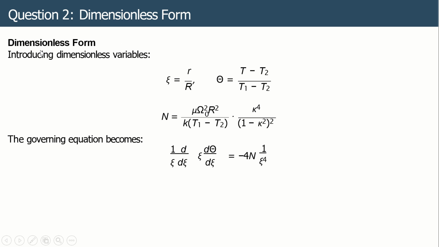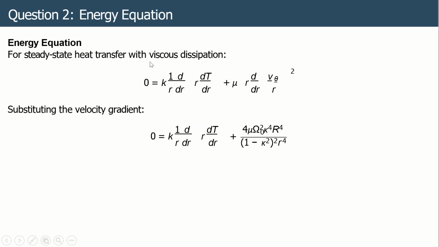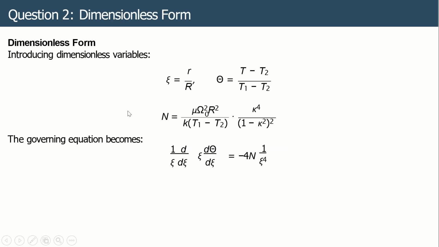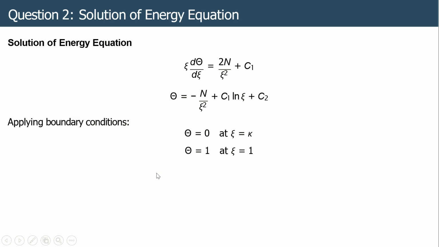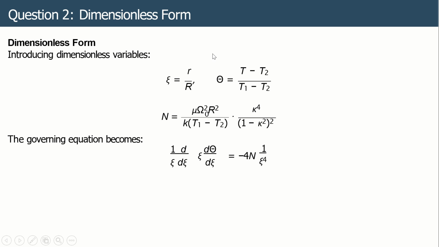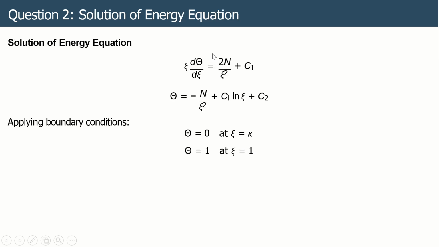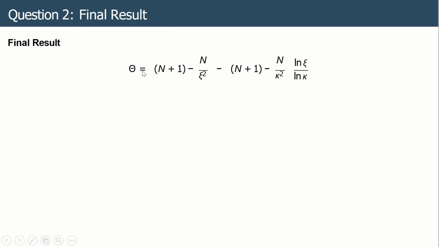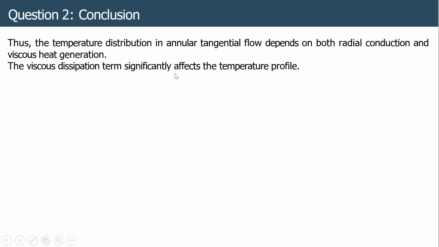Introducing the dimensionless variables, we are assuming these two dimensionless variables, and we are going to introduce them. Then after, we'll get the value of n as this, and the governing equation will become this. Solution of energy equation. This is the solution of the energy equation, and we'll be getting the value of this. After applying the boundary condition for theta, which is as follows, we are going to get the final result of this.